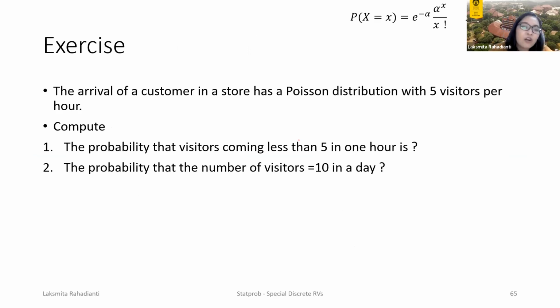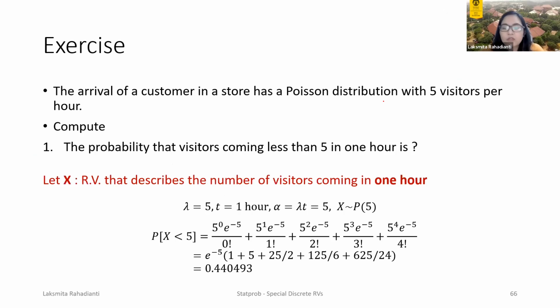So here we have the arrival of customers in the store that has a Poisson distribution of 5 visitors per hour. So let's see. Here we have 5 visitors per hour. Let's compute the probability that there are less than 5 visitors. This is very bad English, I'm sorry. The probability that there are less than 5 visitors in 1 hour. So we're going to compute the first one. Let's see what information we have. We have our rate, 5 visitors per hour. We now have our time, our duration, our interval, which is 1 hour.